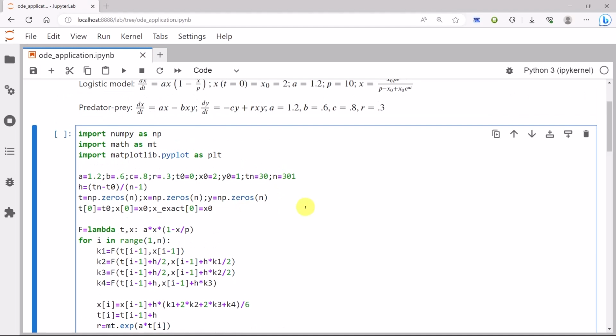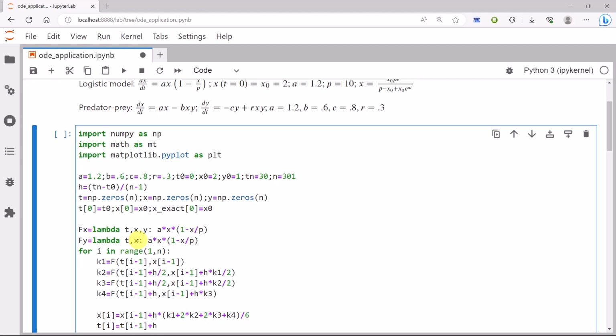One set of k for x and one set of k for y. Because I have different k, I have different x, different f also. So I give one f for x and another f for y, and this should be a function of both x and y. So this is a into x minus b into x into y, and here I have minus c into y plus r into x into y.